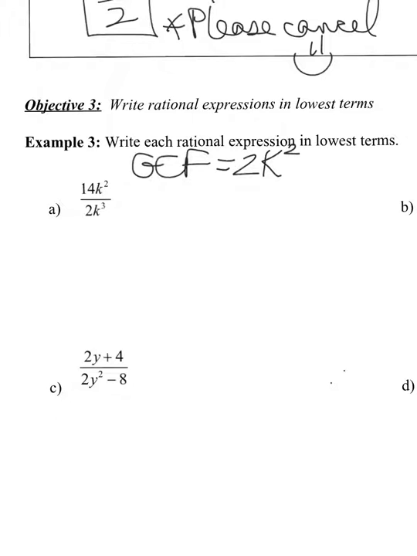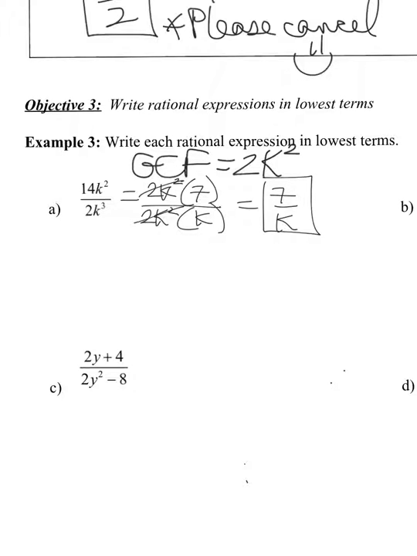So I factor that from the numerator. If I divide out 2k squared on the top, that would leave me with 7. If I divide out 2k squared in the denominator, that would leave me with k. This is written in factored form. Look at this being multiplied here and here. So these here are common factors, and I should cancel them out. So my answer to part A is 7 divided by k.